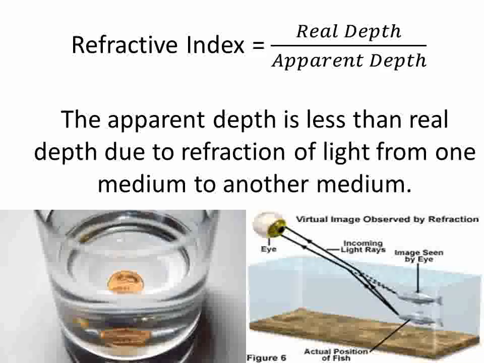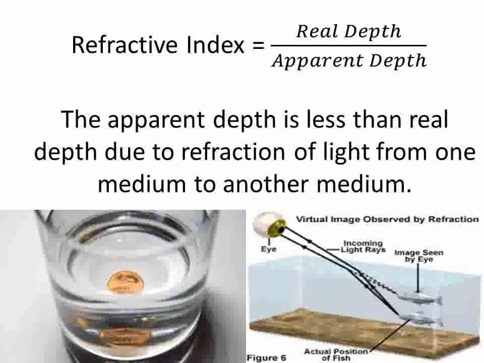Here is a glass containing water. A coin is placed at the bottom. It appears raised up. The upper image is a virtual image; the apparent depth is measured from the image of the coin to the surface of water, and in the absence of water, the real distance is measured from the coin to the surface of water.